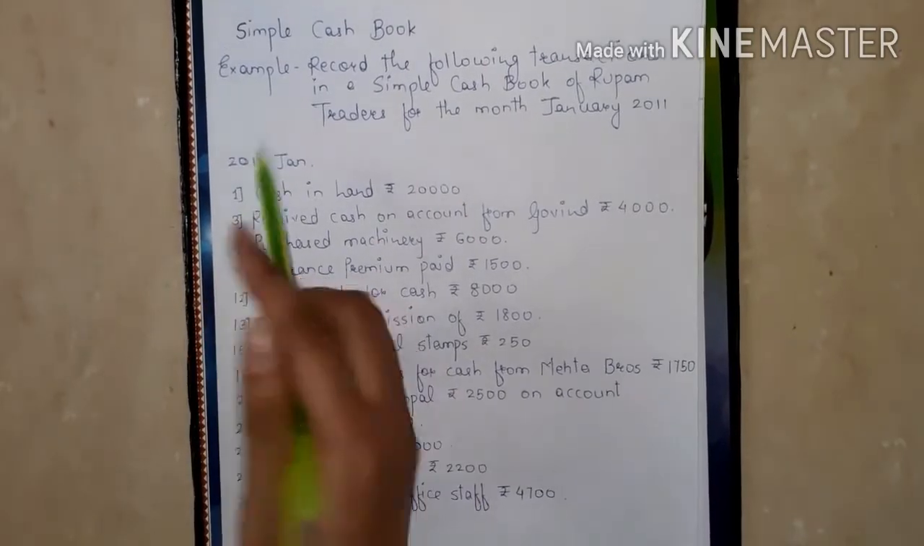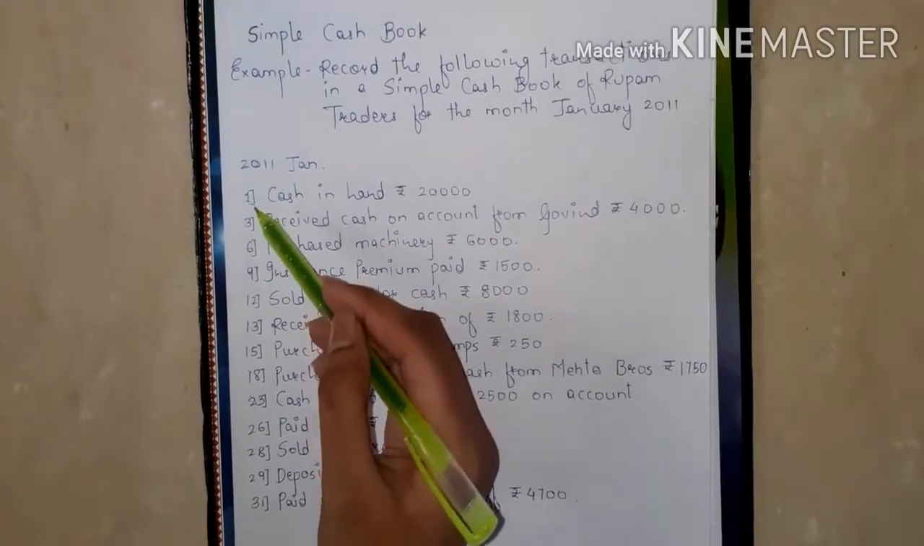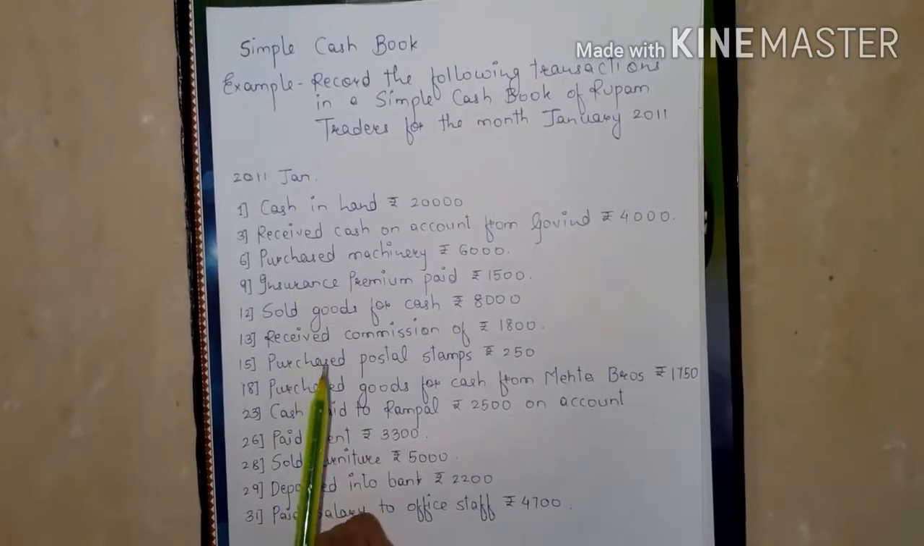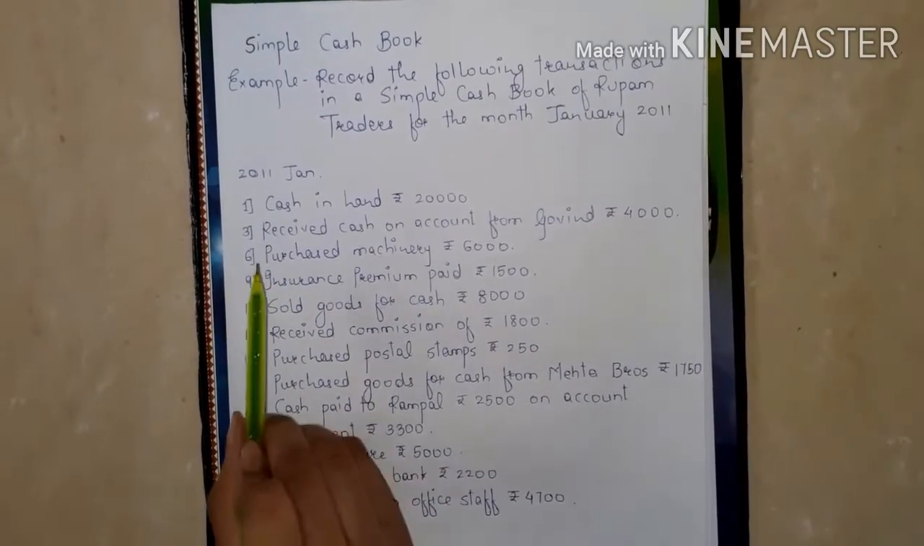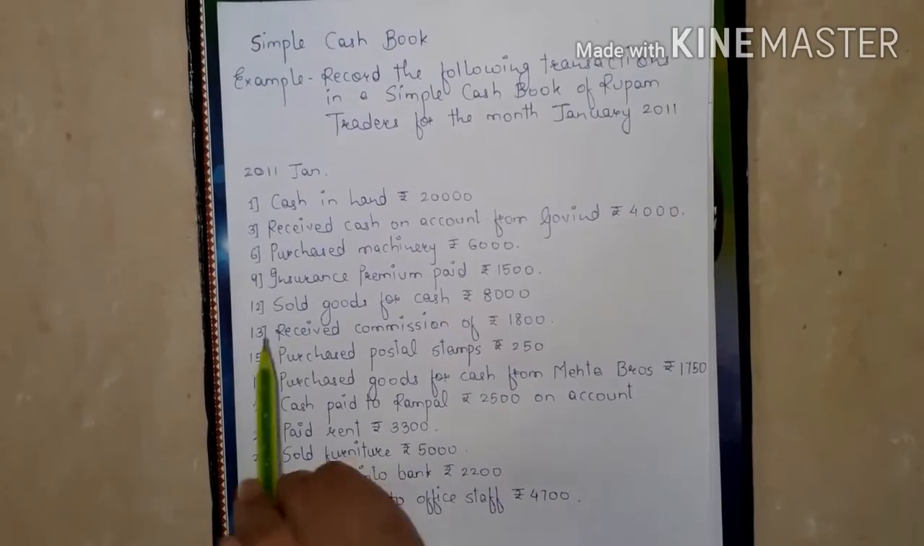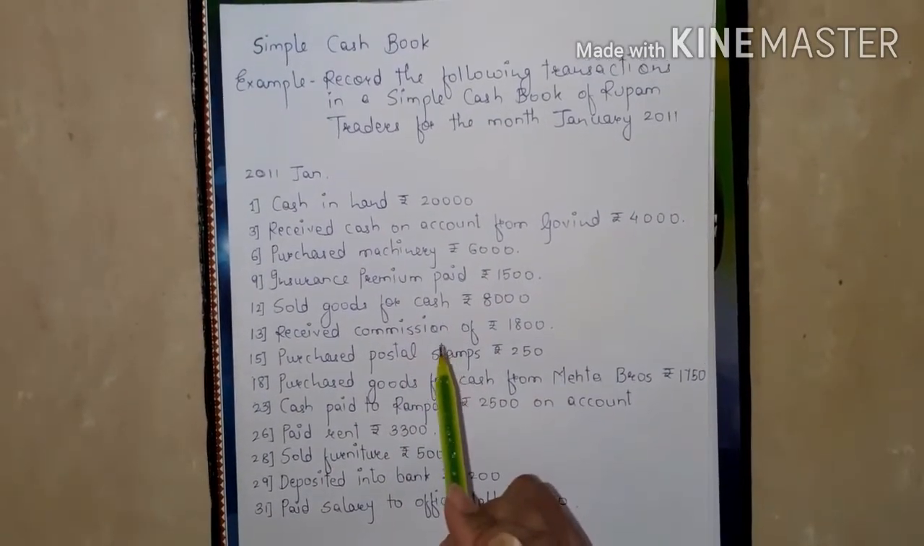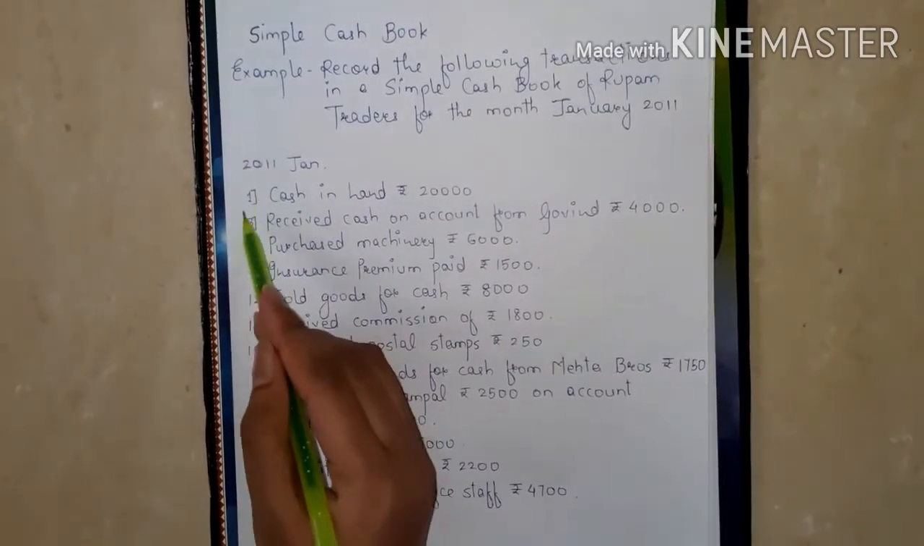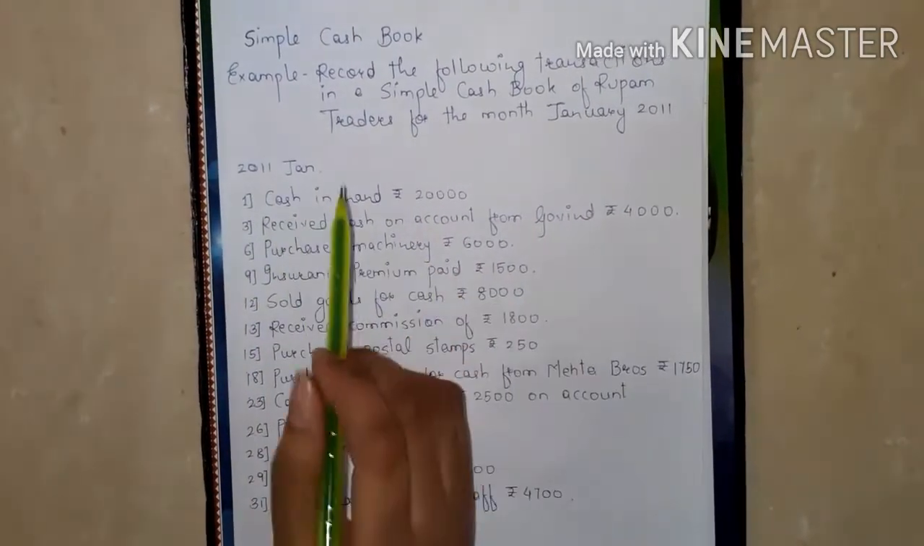Now don't get confused by these dates. All these are the dates of the transactions. These are not the serial numbers of the transactions. On these particular dates, these transactions took place. So for your better understanding, I have bracketed them. That is why, don't get confused.